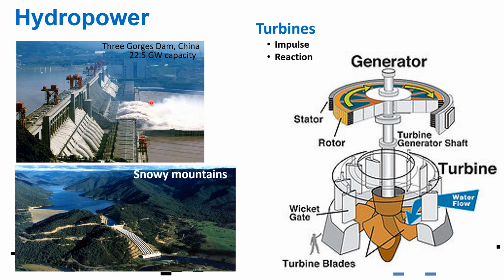As of the moment, the biggest hydropower or hydroelectric power station in the world is the Three Gorges Dam in China, which has a capacity of around 22.5 gigawatts of electrical energy generation. This is along the Yangtze River in China.